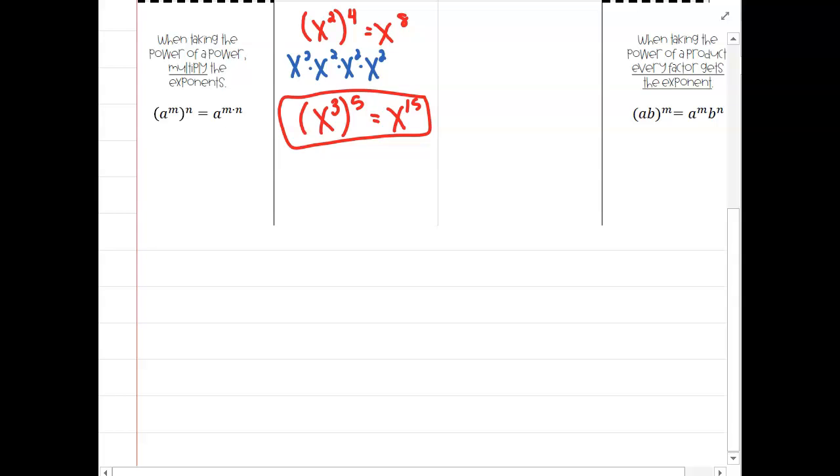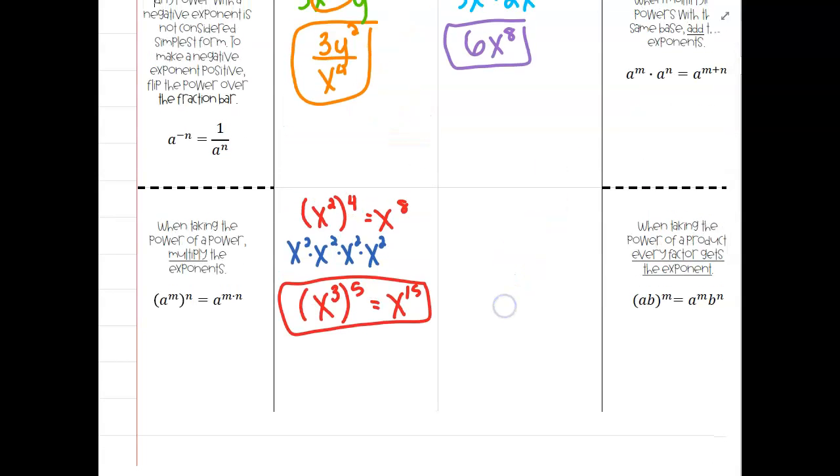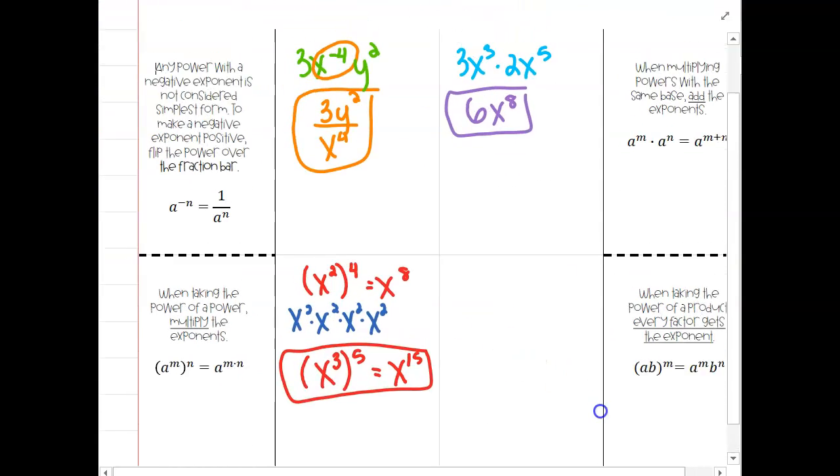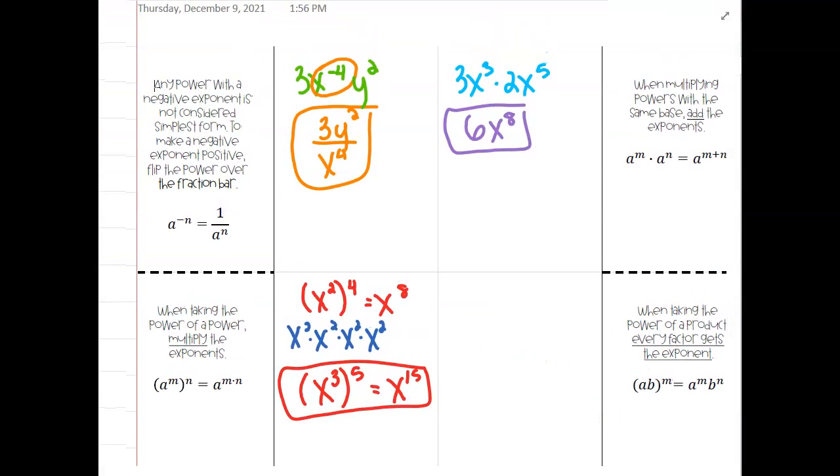Here in that graphic organizer, let's talk about that other rule. So, recap: we so far have 3 rules, technically 4. I didn't put the 0 exponent in there because it's pretty simple, but we have our negative exponents. Remember, to make a negative exponent positive, you flip the power over the fraction bar. The exponent switches its sign.